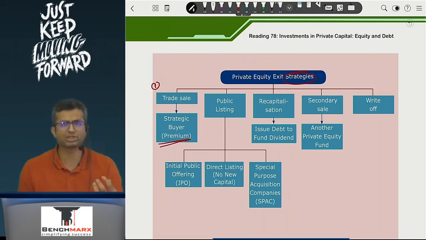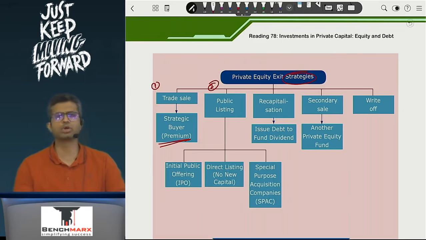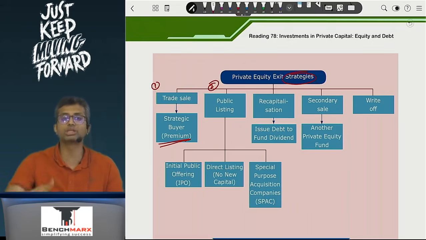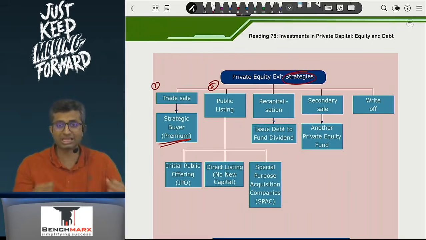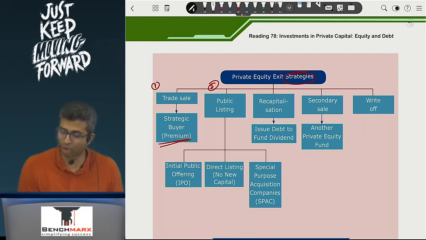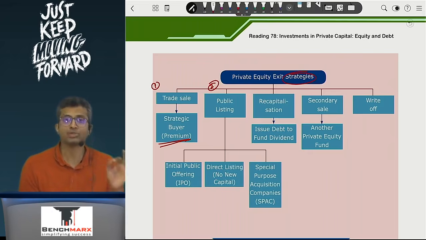However, the buyers here are quite limited, and hence if the trade sale does not go through, then one of the most common routes is public listing. Public listing can be a direct IPO, initial public offering, where new securities are issued to the public, or a direct listing where you list and the private equity fund sells the stock in the market itself.